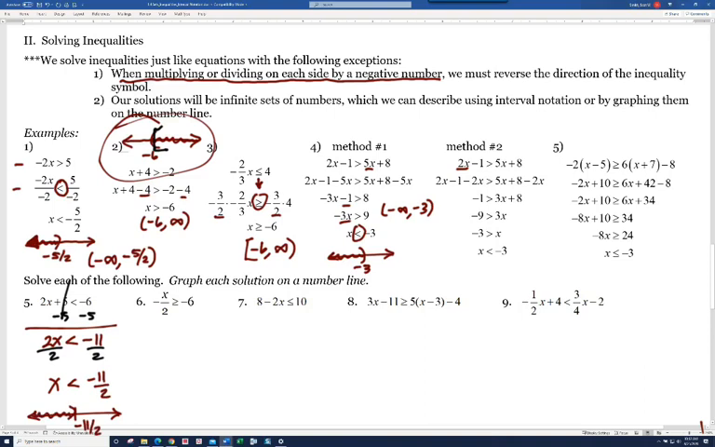Notice that is a parenthesis, maybe not a very good one, but that is a parenthesis. All right, on number 6, you see you have minus x over 2.